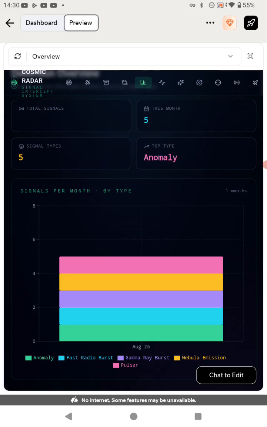So that must be the anomaly. That's got to be the 5. I'm not sure what the last two are. Oh, okay, so the green's anomaly. Blue is fast radio burst. Navy blue, gamma ray burst. Gold would be nebula emission. And then the pink is the pulsar.